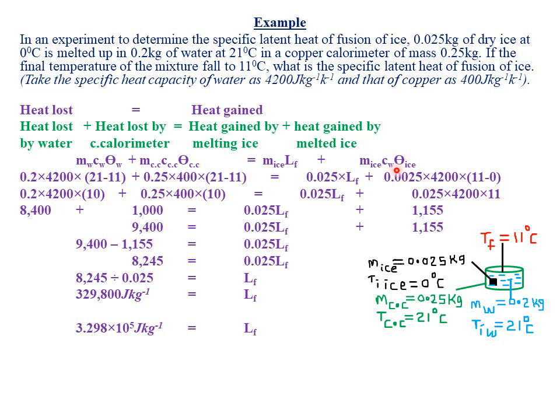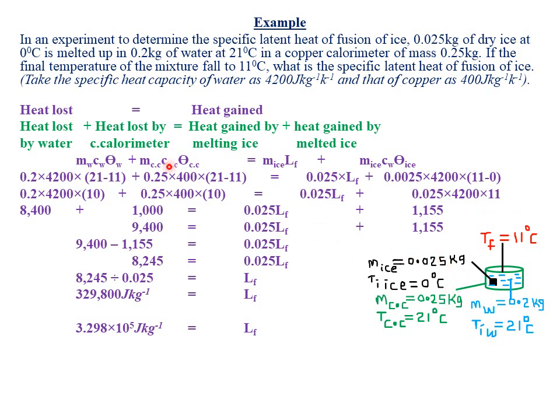Then we substitute the values that we have. So mass of water was 0.2 kilogram times specific heat capacity of water, we are given as 4200. The change in temperature for the water, we will simply take the larger value minus the smaller value. So the initial temperature was 21, the final temperature was 11. So you simply take the larger temperature, which is 21, minus the smaller temperature, which is 11.